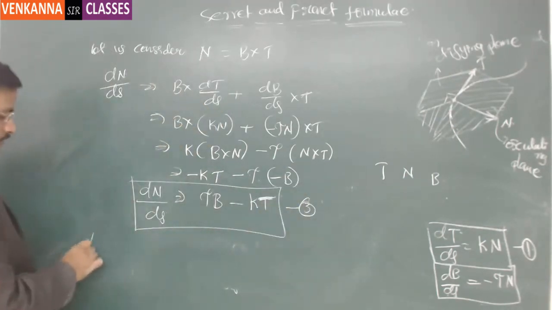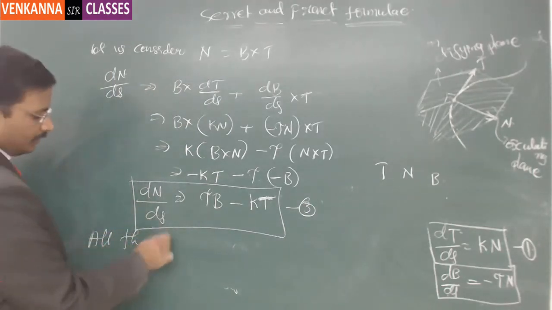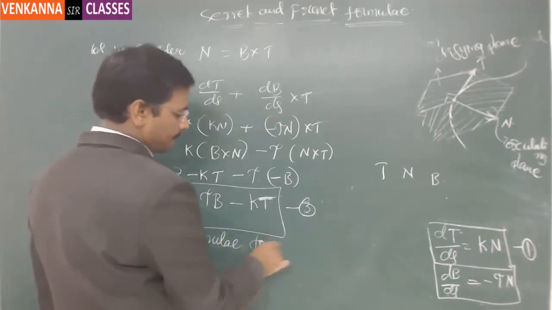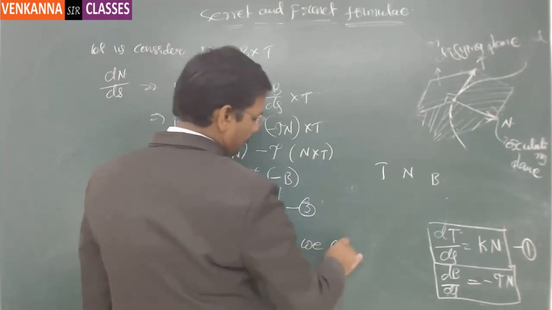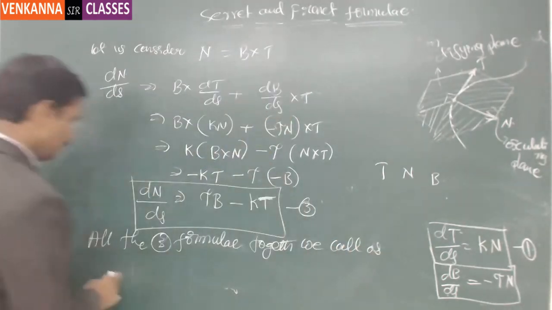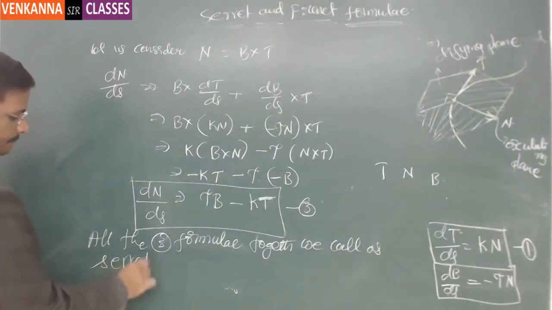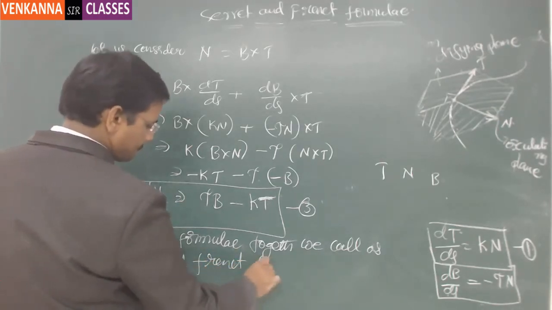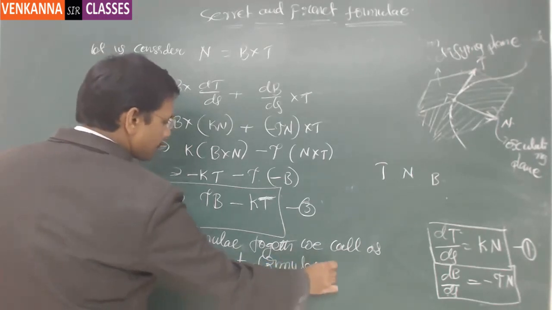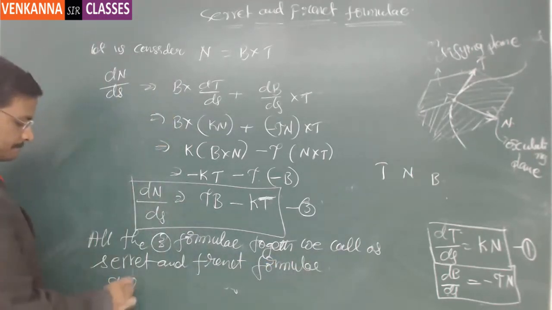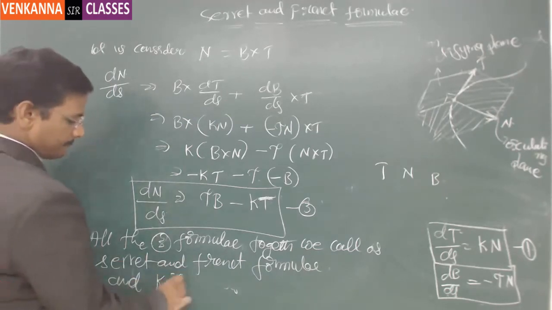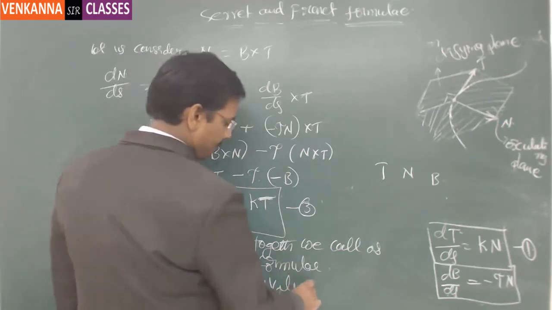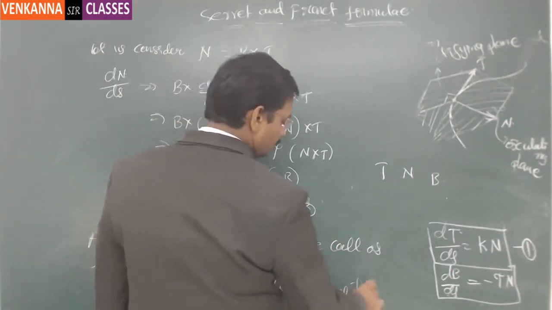So all the three formulae together we call the Serret and Frenet formulae. Got it? And K is called curvature and tau is called torsion.